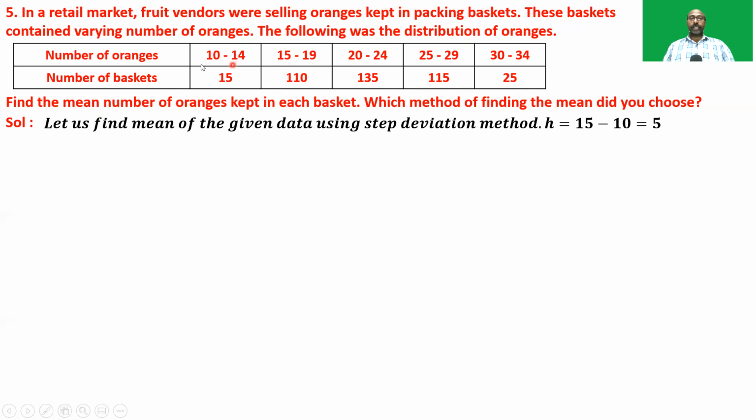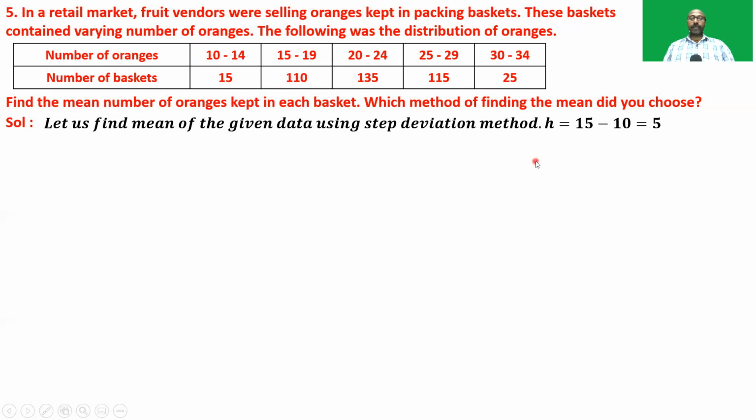As the given classes are inclusive classes, that is, the upper boundary of the first interval is 14 and the lower boundary of the second interval is 15, these types of classes are called inclusive classes. For inclusive classes, the length of the class interval is the difference between two consecutive upper boundaries or two consecutive lower boundaries, that is 15 minus 10 or 19 minus 14, which is equal to 5. So the length of the class interval is 5.